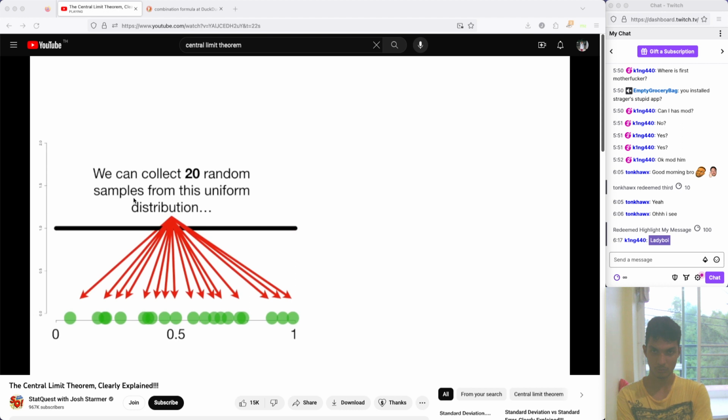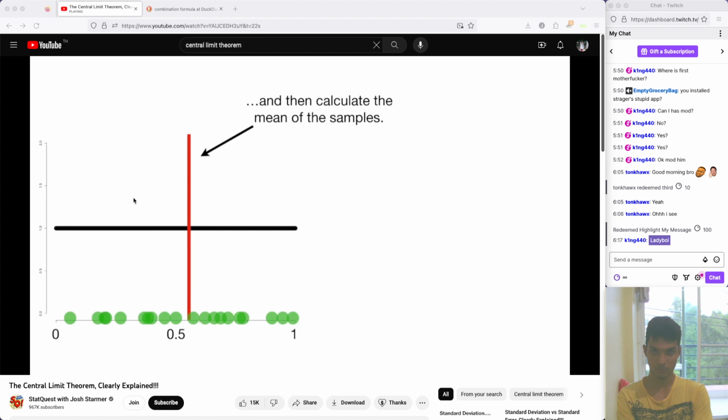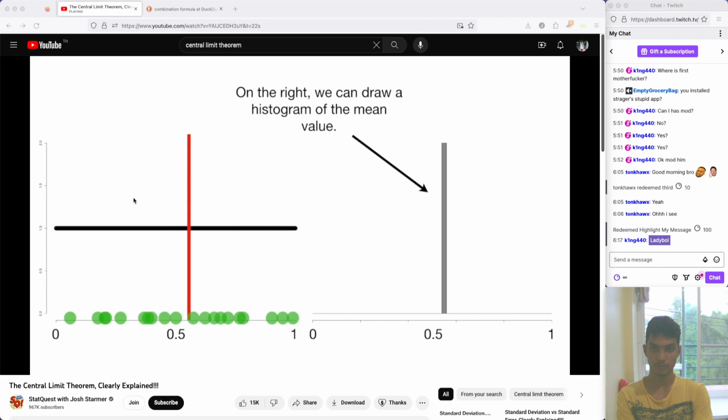We can collect 20 random samples from this uniform distribution and then calculate the mean of the samples. And on the right, we can draw a histogram of the mean value.